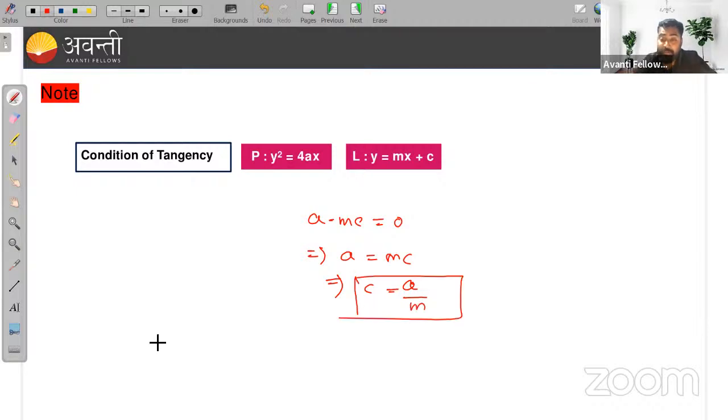When c becomes a by m, then you can say the line is a tangent to the parabola. Clear? So this is my condition of tangency. Remember, everyone, this is important also. The condition of tangency is when the line touches the parabola and c becomes a by m. Okay, clear? Shall I move to the next thing?